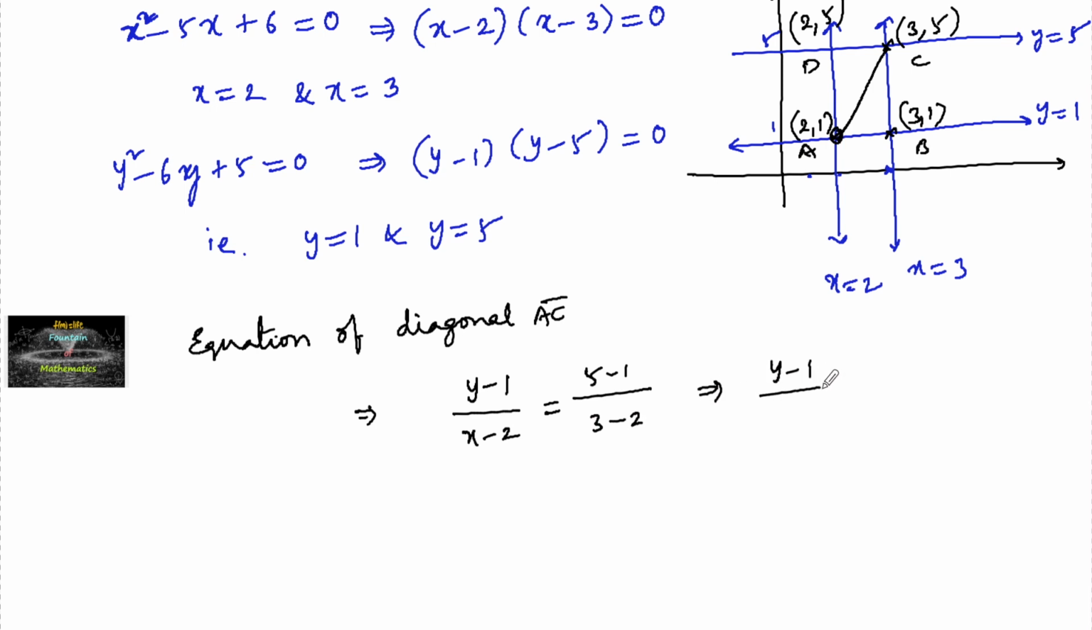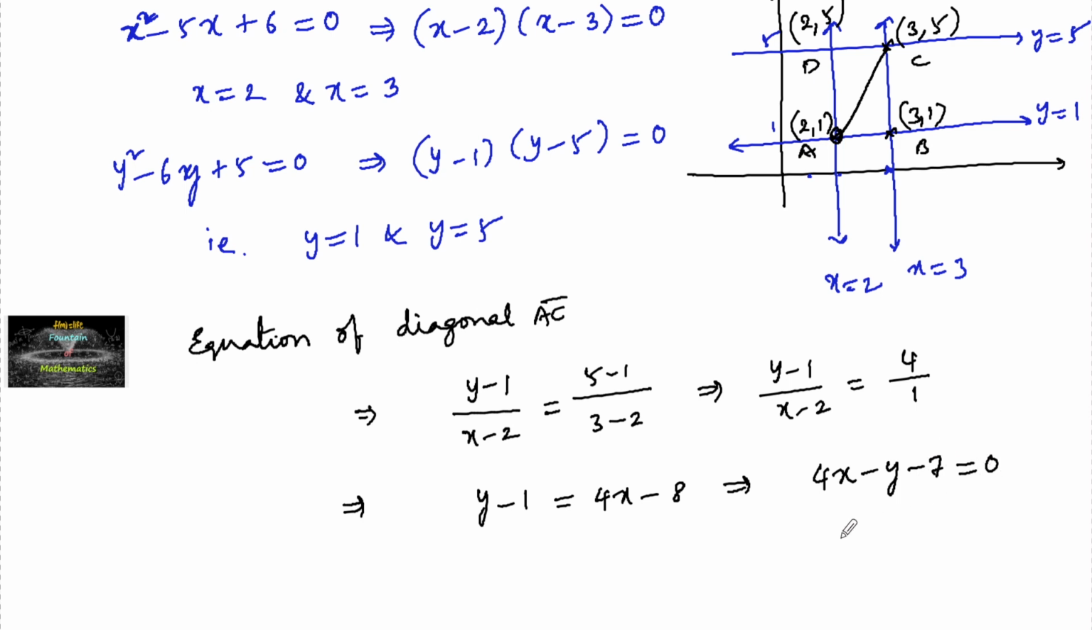So y minus 1 by x minus 2 is equal to 4 upon 1, which can be written as y minus 1 is equal to 4x minus 8, or 4x minus y minus 8 plus 1, that comes minus 7 equals to 0, or y is equal to 4x minus 7. This is one equation of a diagonal.